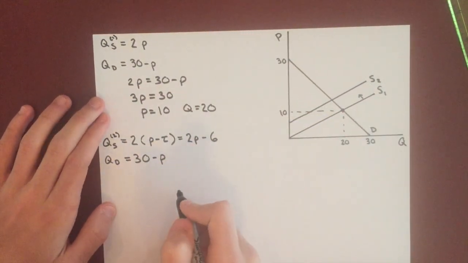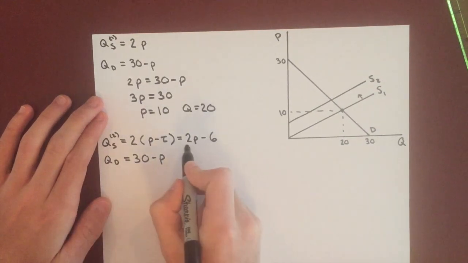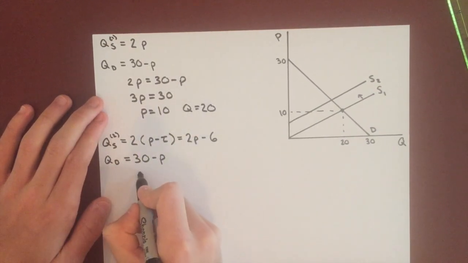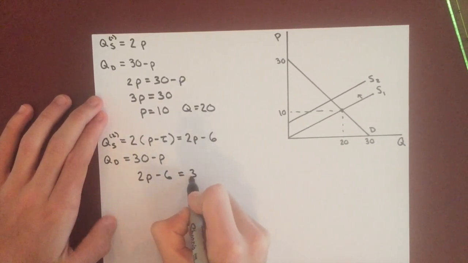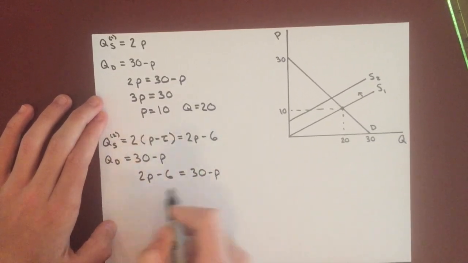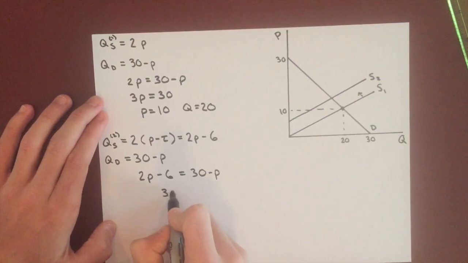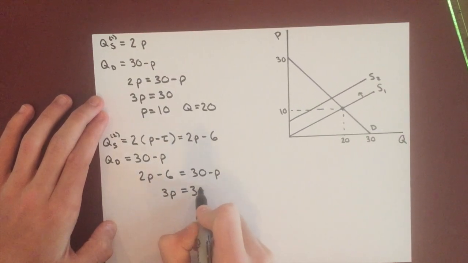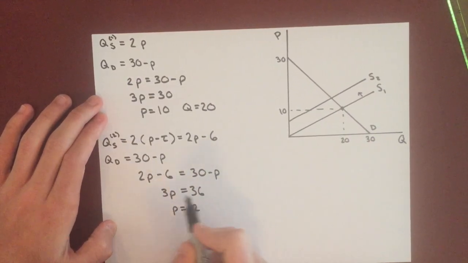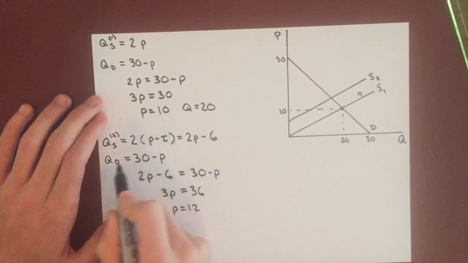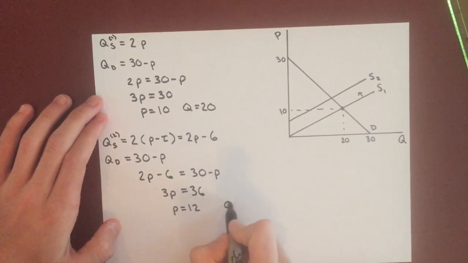We can find equilibrium for this as well, with our new quantity supplied set equal to the same quantity demanded. So this equals 3p equals 36, and then p equals 12. Plugging that back in, we can say quantity equals 18.